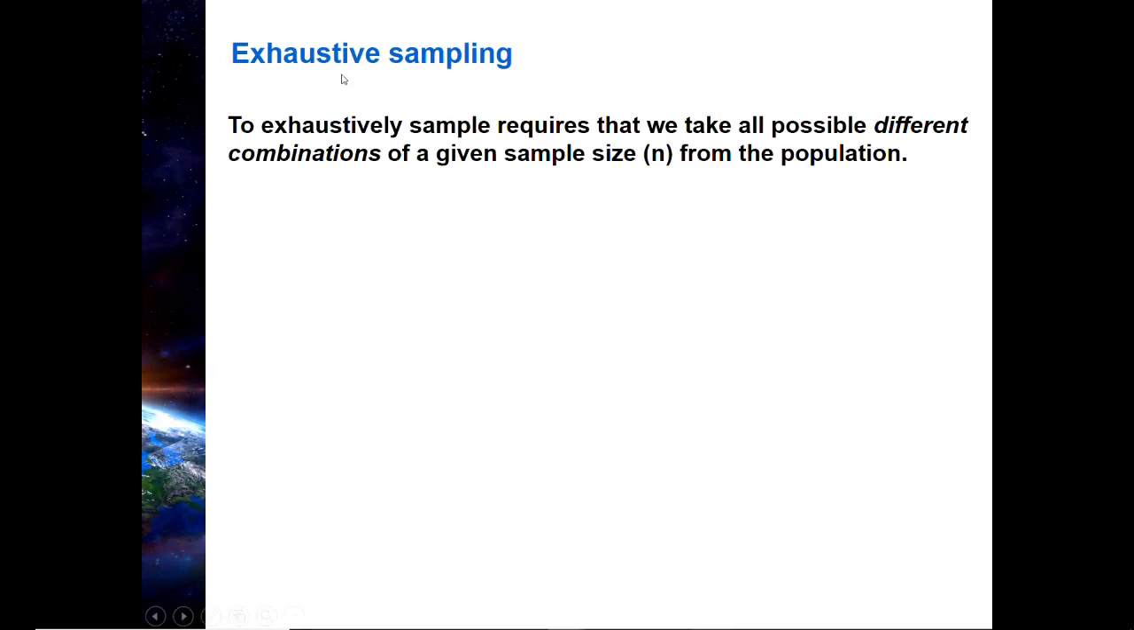Okay, so the first step is to exhaustively sample, right? So what is exhaustive sampling? To exhaustively sample means that we take all possible different combinations of a given sample size from the population. All right, so take all possible samples for a specific sample size, get all the different samples possible from that population, but each sample has to be a different or unique combination of numbers.